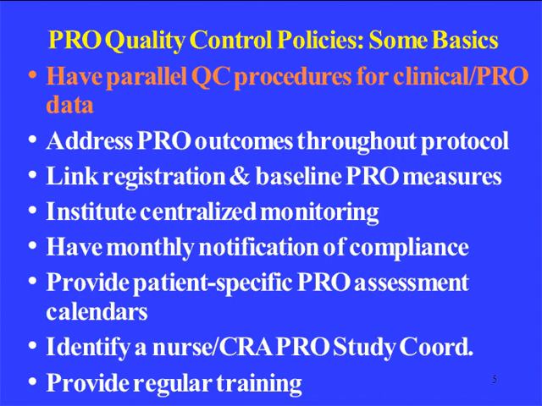Our presentation will address the following basic issues. The first one listed on this slide is to have parallel quality control procedures for clinical and PRO data. Others involve addressing PRO outcomes throughout the protocol, linking registration to a study with completion of baseline PRO measures, instituting centralized monitoring to have monthly notification of compliance with the PRO data collection, providing patient-specific PRO assessment calendars, identifying a nurse or a clinical research associate study coordinator for the PRO component, and providing regular training. Next slide.